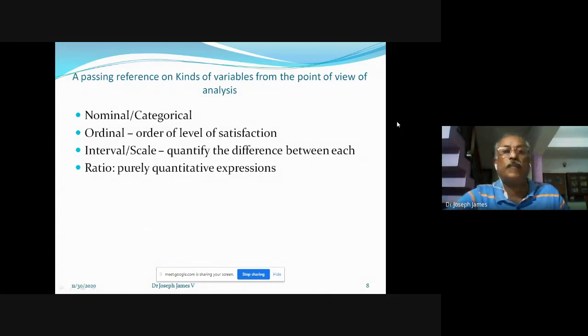Then another type of classification, especially what is done in statistical software: nominal or categorical variable.